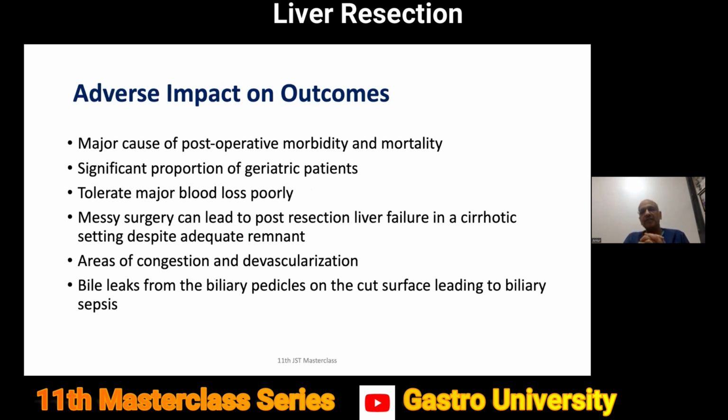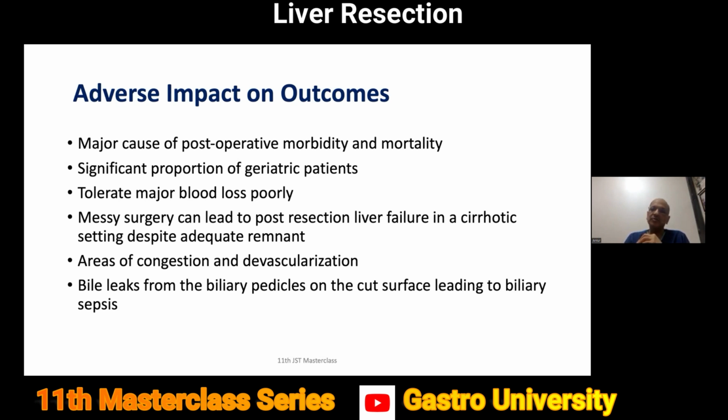Bleeding during liver surgery, as with any other surgery, tends to impact the outcomes. It's a major cause of postoperative morbidity and mortality, especially when we are seeing more and more geriatric patients in our practice. Not most, but many of them do have underlying chronic liver disease, and they tend to tolerate major blood loss poorly. So you can have adverse outcomes when you are operating upon these patients.